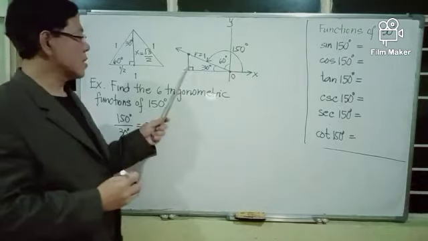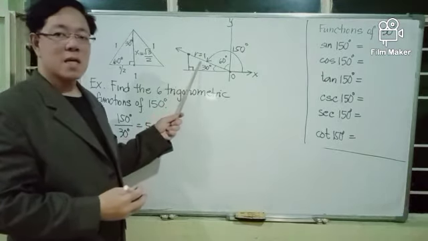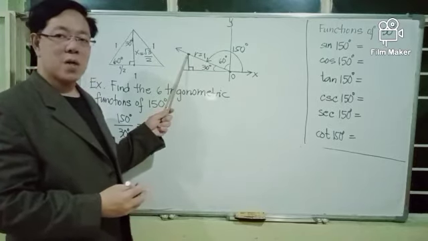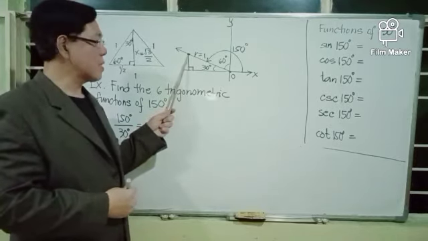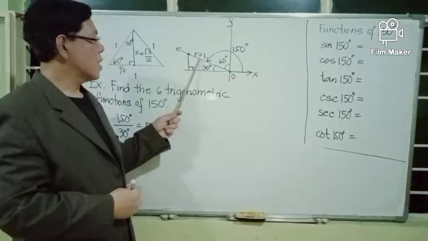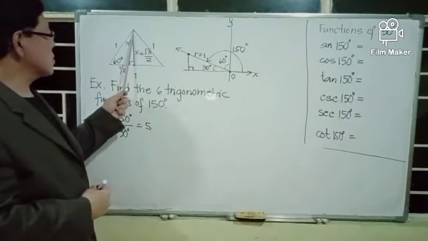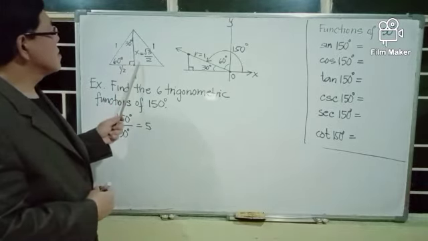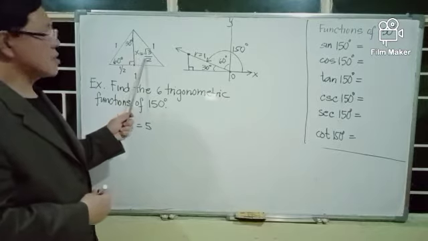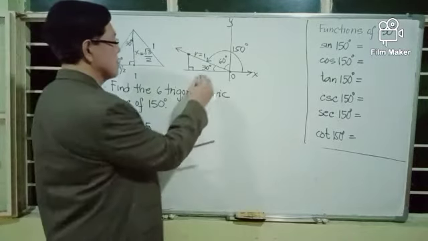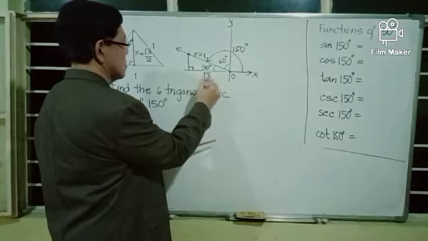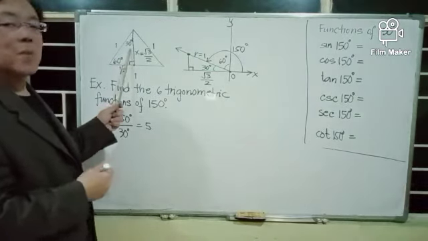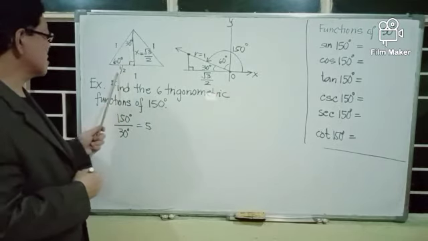And this side opposite the right angle, the hypotenuse, is our radius vector, the distance of this point on the terminal side of 150 degrees from the origin, 1. The side adjacent to 30 degrees has a length of square root of 3 over 2. And the side opposite 30 degrees has a length of 1/2.